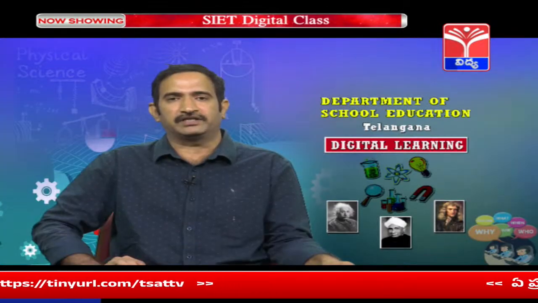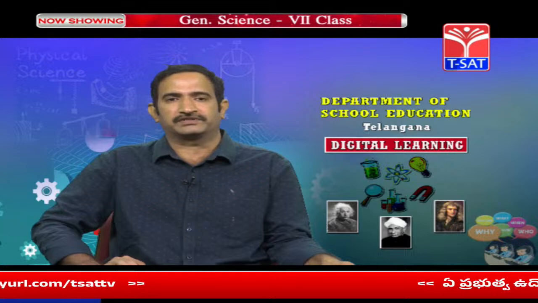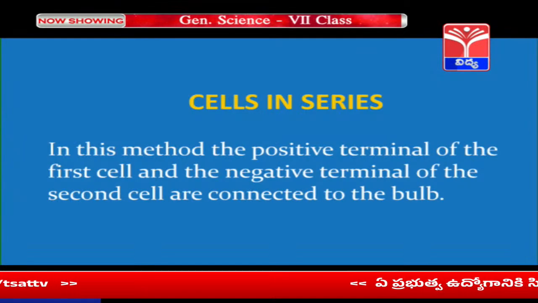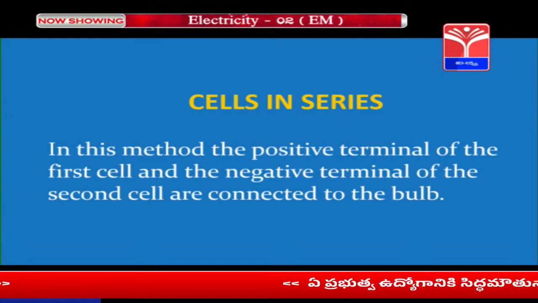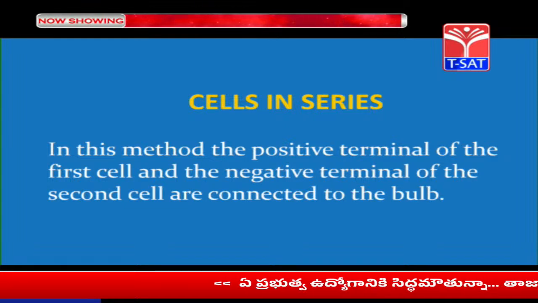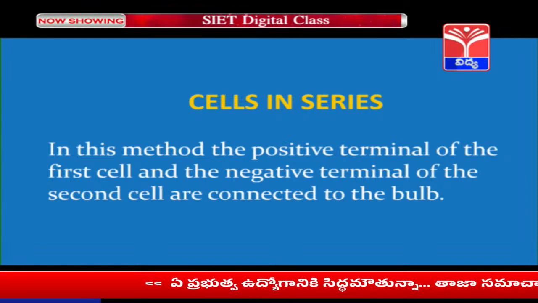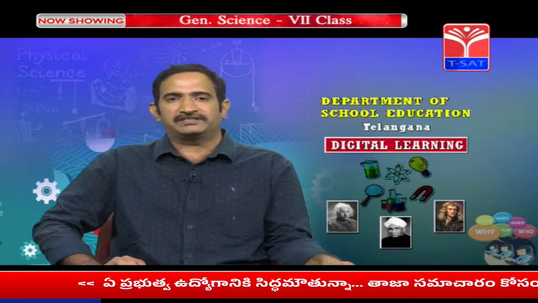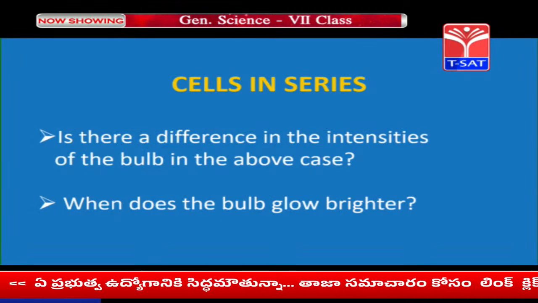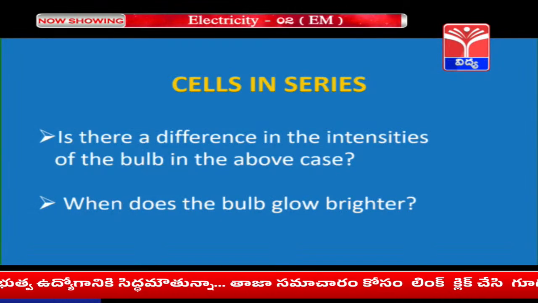This arrangement is nothing but a series arrangement of cells. In this method, the positive terminal of the first cell and the negative terminal of the second cell are connected to the bulb. Is there any difference in the intensities of the bulb in the above cases? Yes.